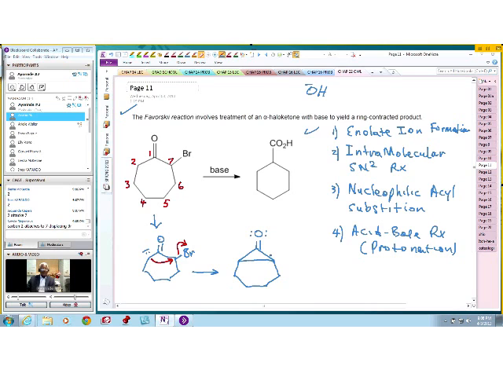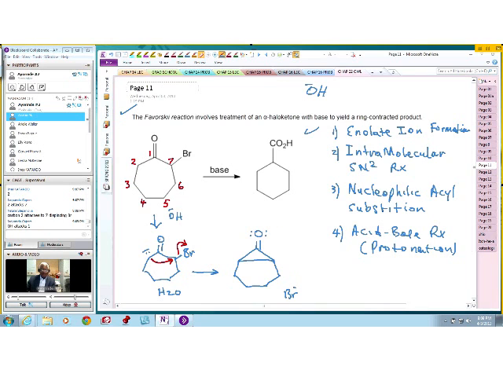So we form a cyclic 3-membered ketone. Okay, the bromide is gone. Now about step 3. What do you think is going to happen in step 3? By the way, we form water here. What do you think is going to happen in step 3?